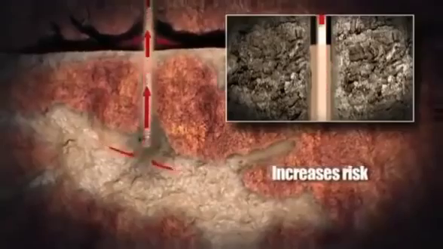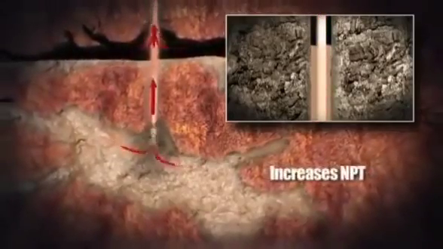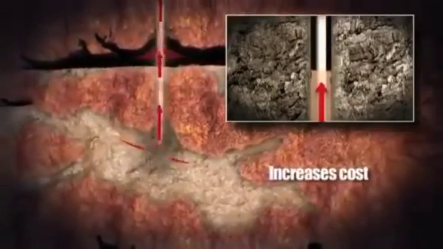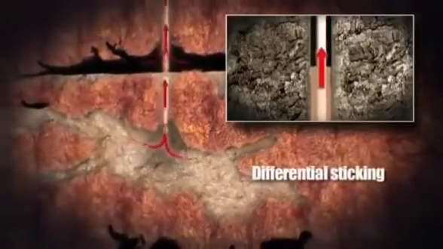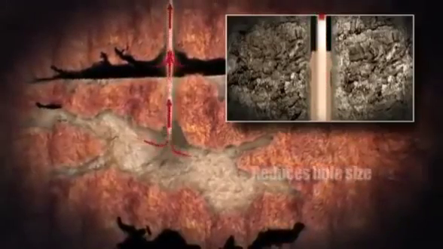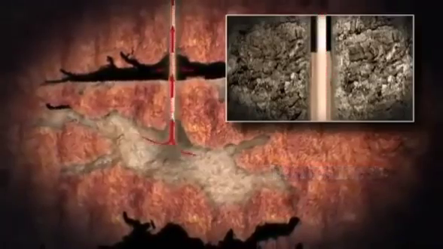It increases risk to personnel, equipment, and the well. Fighting the well adds to non-productive time. Costs are increased because of lost fluids and circulation materials. Differential sticking is more likely. Isolating trouble zones with casing reduces hole size, and ultimately, these problems may lead to loss of the hole.